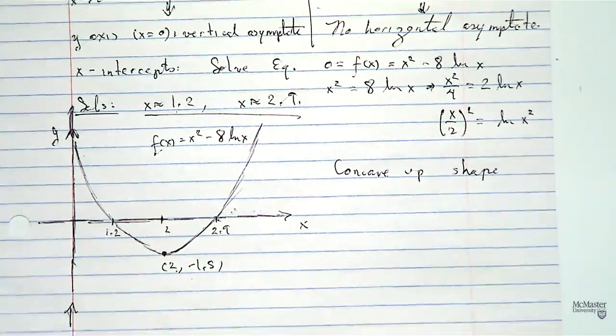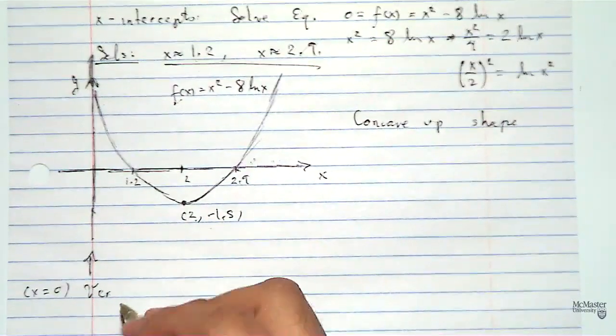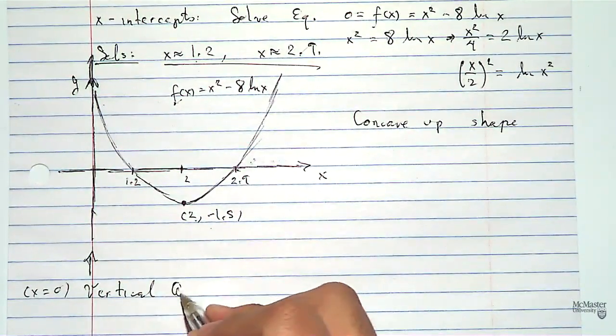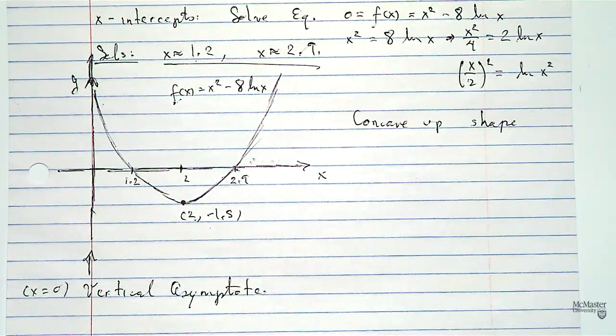And the second piece of information is that the y-axis, x equal to 0, is a vertical asymptote. Okay.